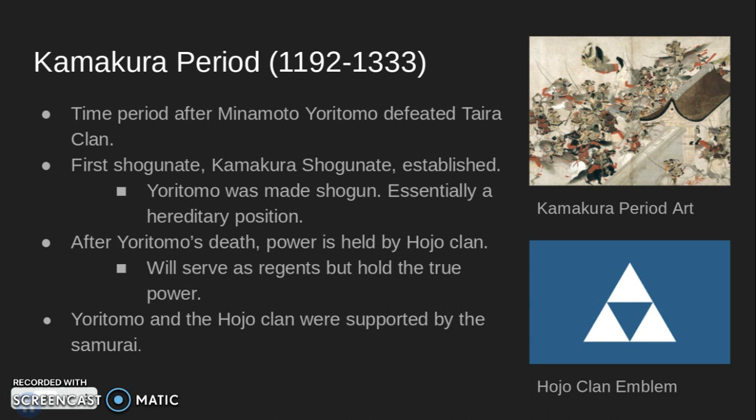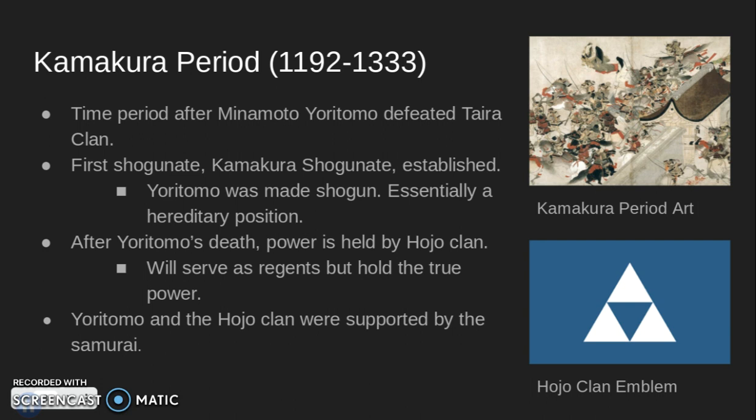So before I talk about Go Daigo, I'd like to provide some context about the time in which he ruled, so we have an understanding of what's going on. Basically, this is the Kamakura period from 1192 to 1333, the time after Minamoto Yoritomo, who we learned about from last week's readings, defeated the Taira clan and established the first shogunate, called the Kamakura Shogunate, which was named after the city it was established in. It's essentially a military administration that serves behind the emperor, and they control the true power.